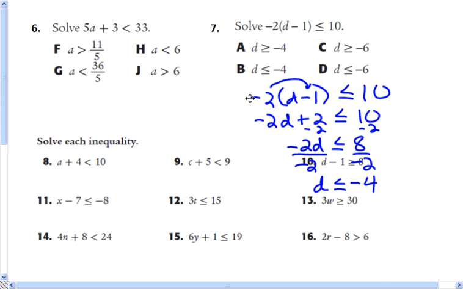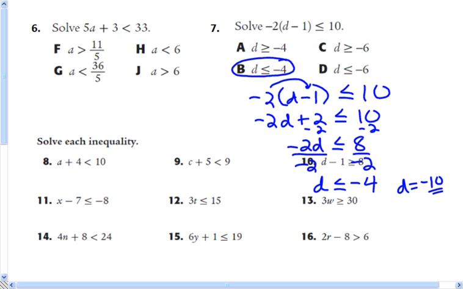And I'm going to just check my answer, because I remember there's something about negatives, and I'm not sure that that's correct. So I'm saying numbers less than or equal to -4 will make this true. So numbers like -10 should make this true. So I'm going to put that back in. And notice that d is less than or equal to -4 is one of the choices, B.